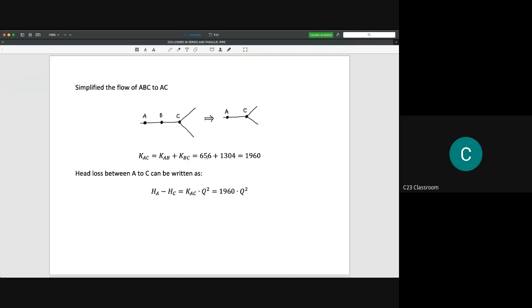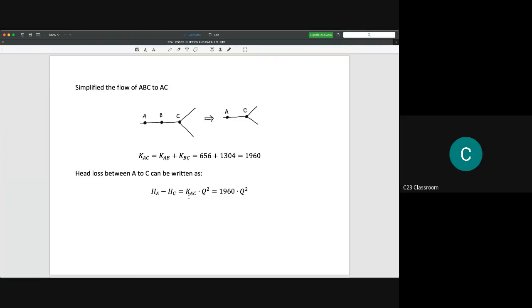So we have 656 plus 1,304, and it is equal to 1,960. So now we could change these 3 points into this straight line, so it only becomes A and C. And then now we could use the idea of the Bernoulli equation. However, we simplify the term: we do not calculate fL over D, V square over 2g. We just use the resistance.